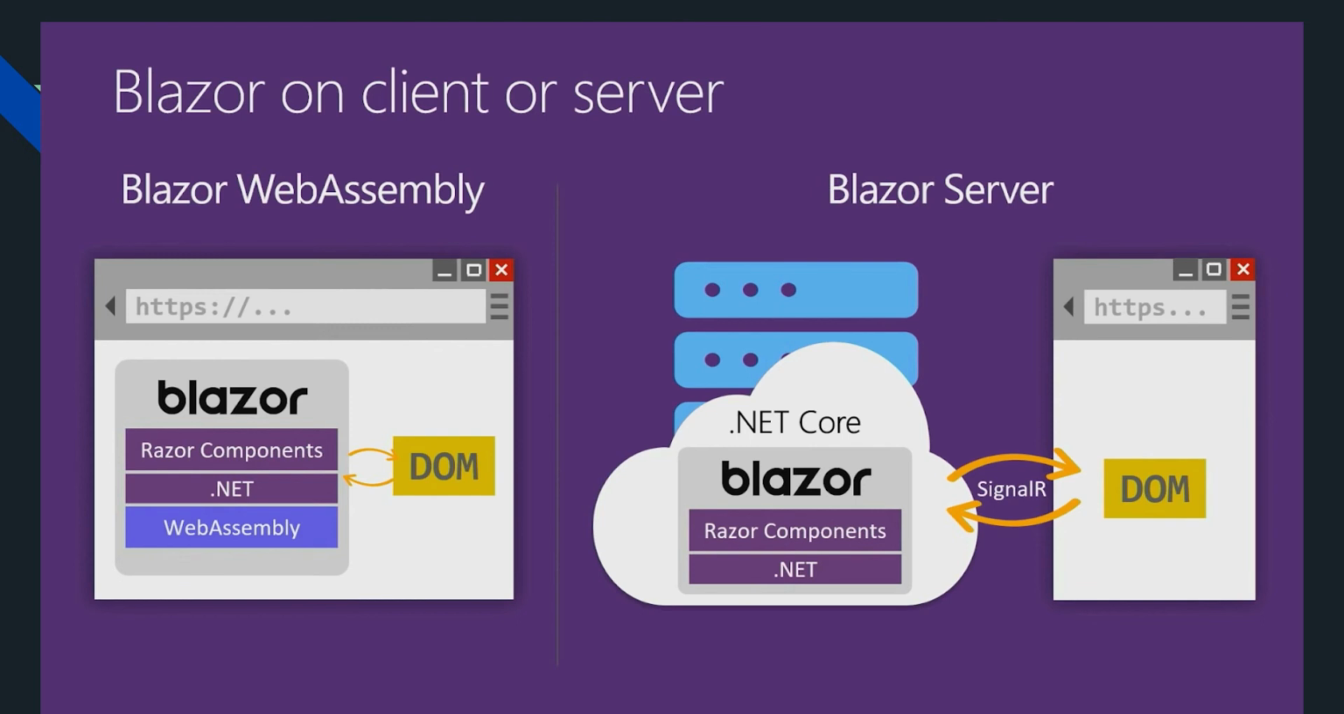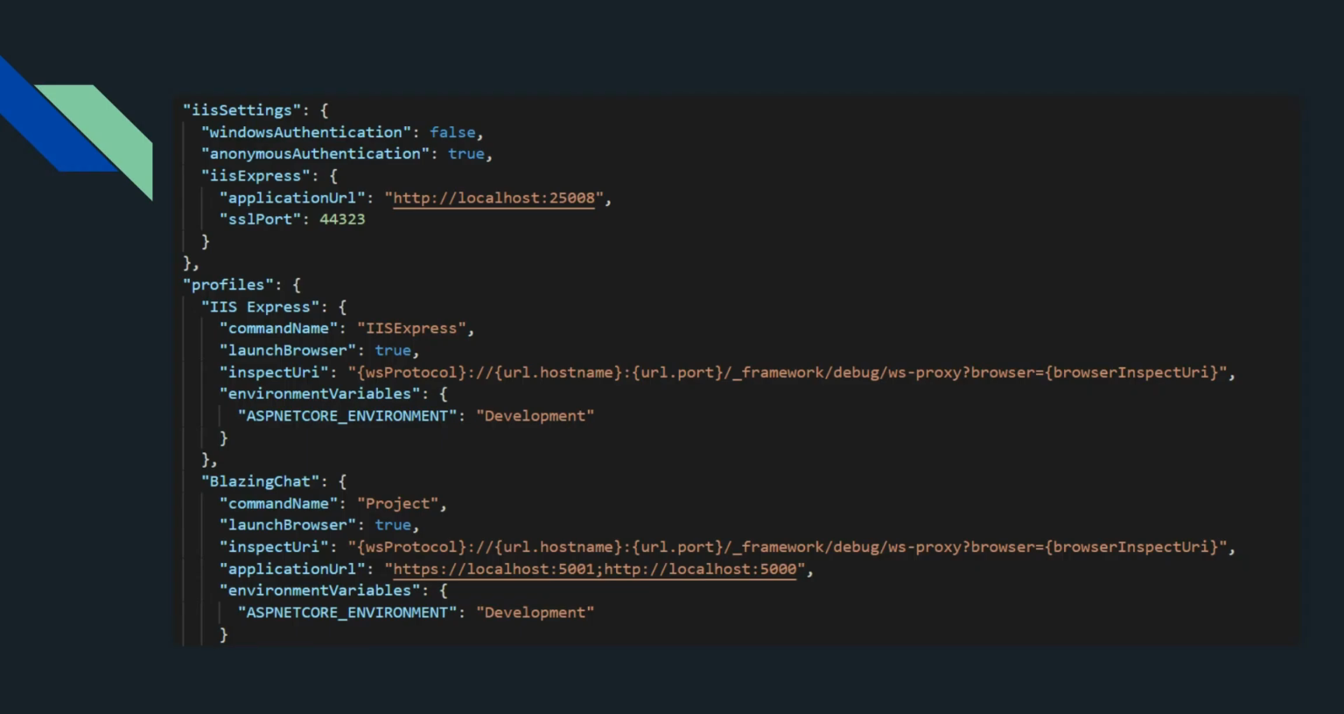To enable debugging, what you need to do in your application is add this inspectUri line in your launchSettings.json file. You'll find this file in both your client and server projects so that you can debug both the applications. This inspectUri line enables the IDE to detect the application is a Blazor WebAssembly application, and it also instructs the script debugging infrastructure to connect to the browser through Blazor's debugging proxy.